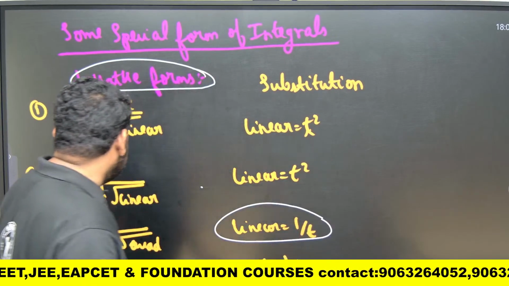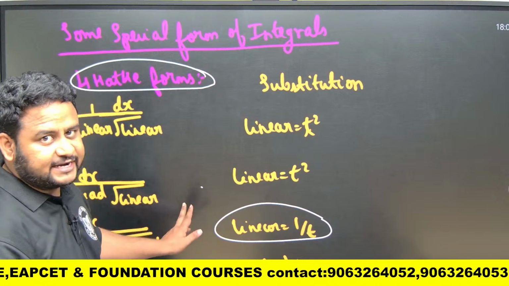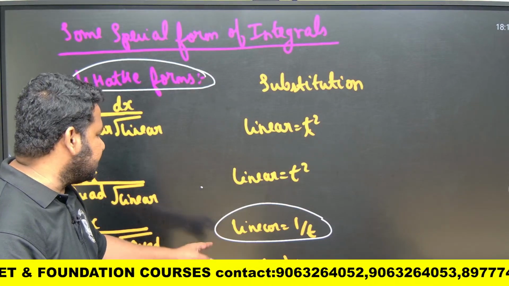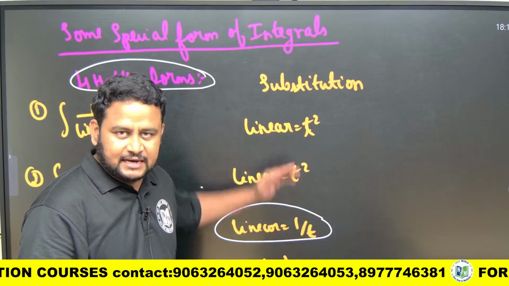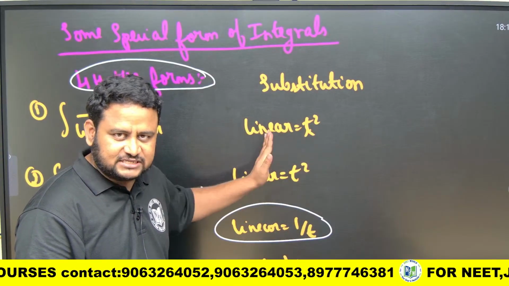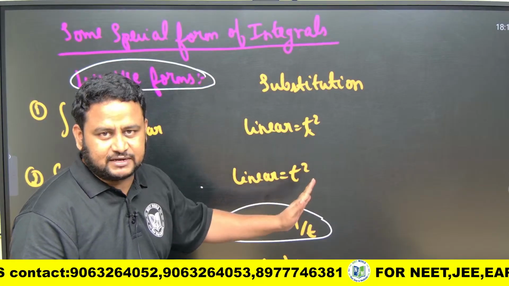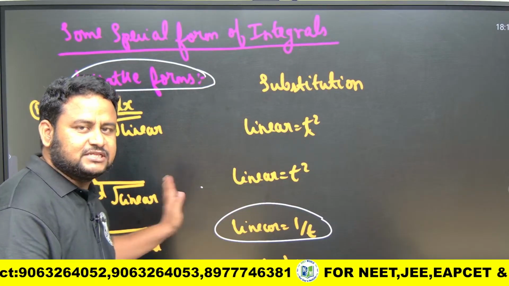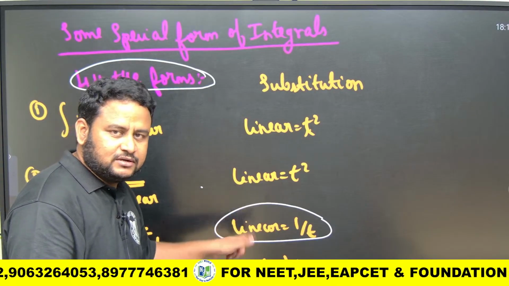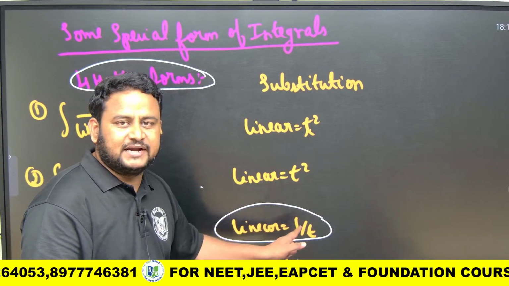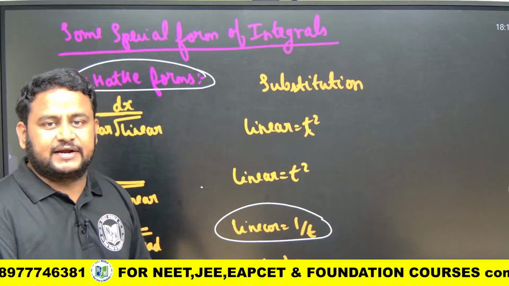If the linear is outside and the quadratic is within the square root, you have to put linear equal to 1 by t. Earlier cases you put linear equal to t square, but if linear is outside and within the square root it is quadratic, here also you should substitute for the linear, and it should be equal to 1 by t, when the square root of a quadratic is coming.